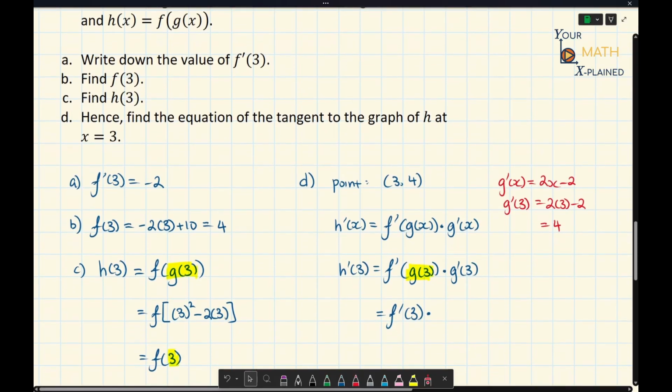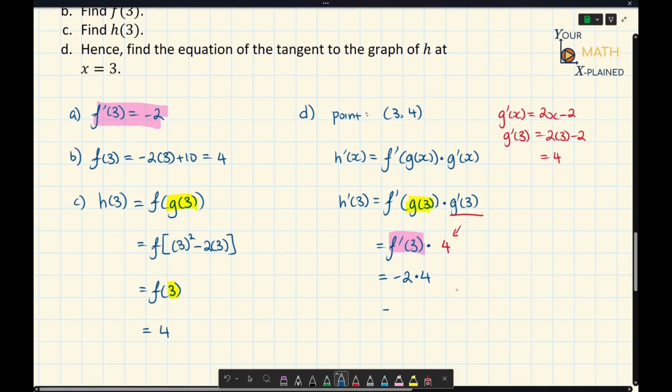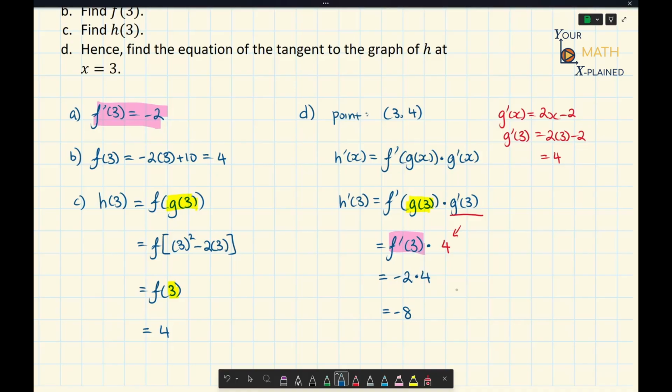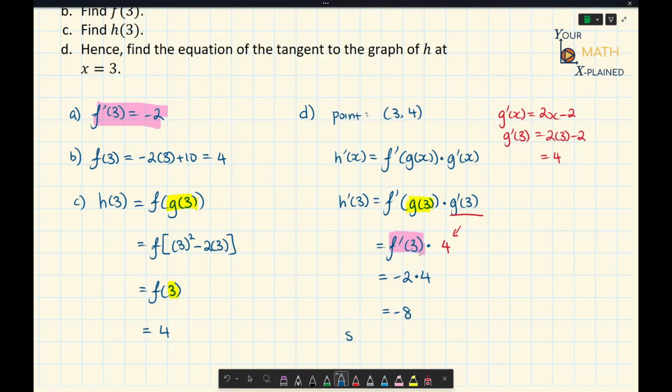So let's come back here and put that in. So g prime of 3 is equal to 4. And now the last part is f prime of 3, but we found that in part A. F prime of 3 is equal to negative 2. So therefore, h prime of 3 is equal to negative 2 times 4, and that is going to give us a value of negative 8. So now we have found that h prime of 3 is equal to negative 8, which means the slope at that particular point is m is equal to negative 8.